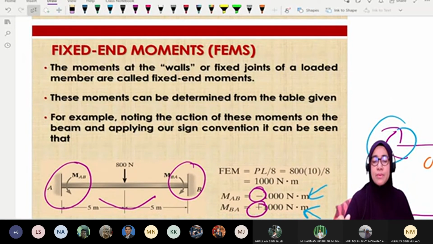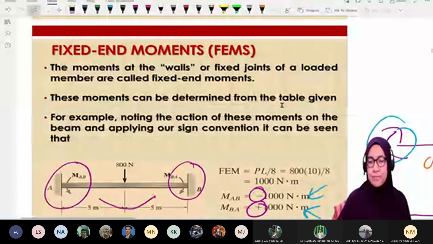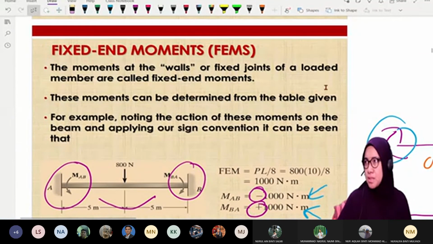Fixed end moment. Yang ni pun semalam saya dah explain quite detail. Fixed end moment. Kejap. Okay, apa yang nampak kat skrin? Nampak skrin madam. Okay, nampak fixed end moment.